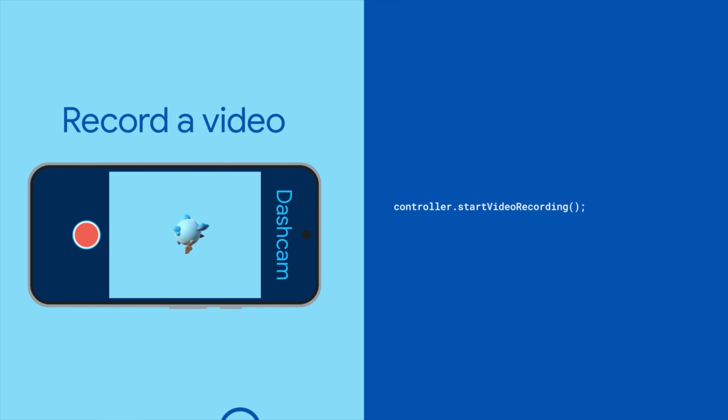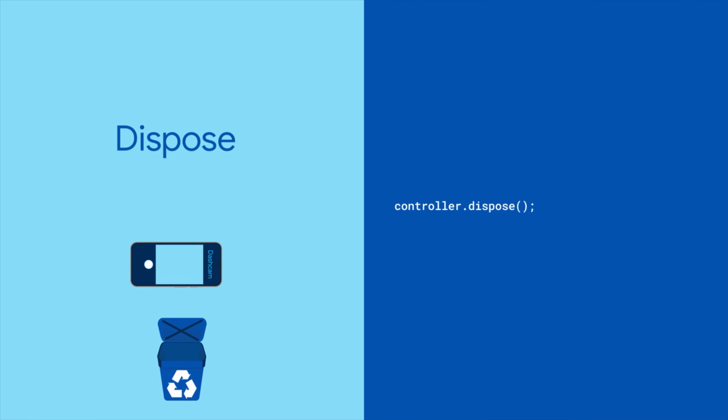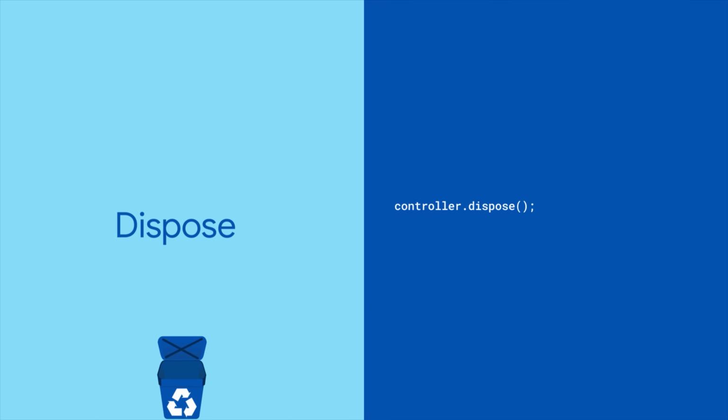Call the startVideoRecording method. And when you're done recording the next viral video, call stopVideoRecording. You'll once again get back an X-File object that you can process however you want. Done using the camera, remember to call dispose. Talk about a disposable camera.